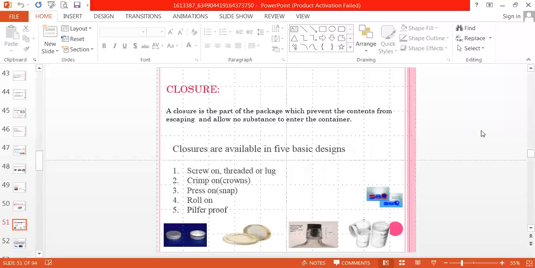Generally, they prevent your content from escaping, they will not allow the loss of your product, and they will avoid the entry of various kinds of substances, foreign particles, and microbes into your container. There are various kinds of closures: the screw type, threaded type, cream type, press on, roll on, and pilfer proof types of closures.